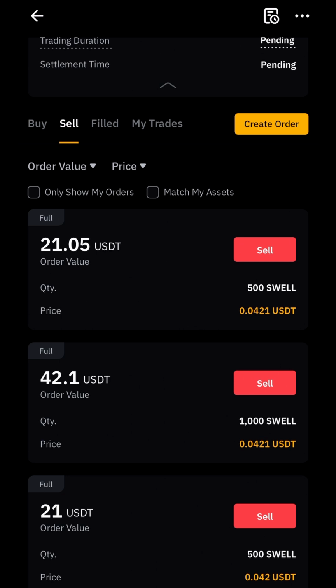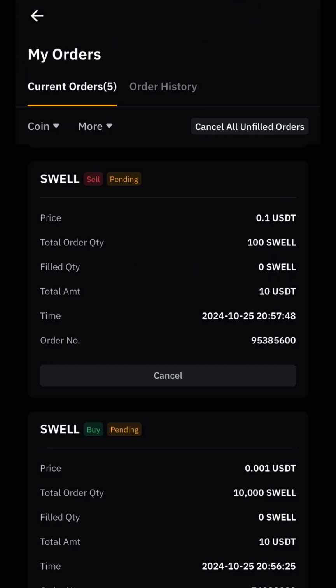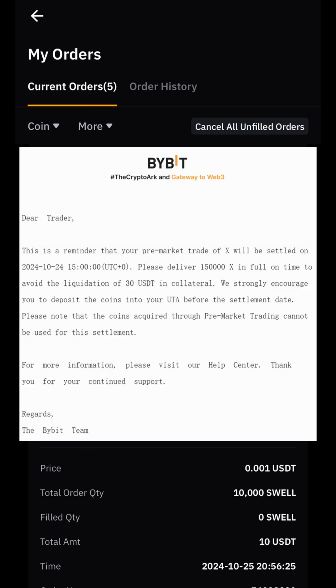Here at the top, we can see the history of my orders. Here in the history, I can see my orders. I see that the status is pending. If my sell order is fulfilled, it means that on the listing day, I need to put 100 SWELL on my trading account. And if my buy order is fulfilled, it means that I will receive those tokens on the listing date. There will be an announcement on ByBit exactly at what time all orders will be closed.